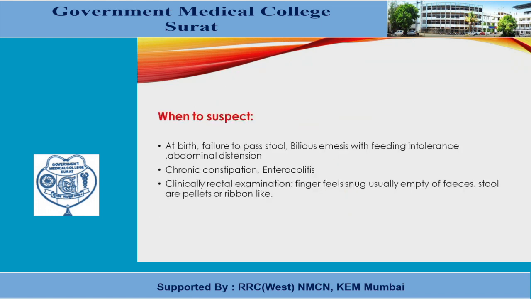At birth, there will be a history of failure to pass meconium. They may present with bilious vomiting with feeding intolerance and abdominal distension. They may also present with chronic constipation or enterocolitis. Clinically, on rectal examination, the finger feels snug, usually empty of feces, and stools are pellet or ribbon-like.